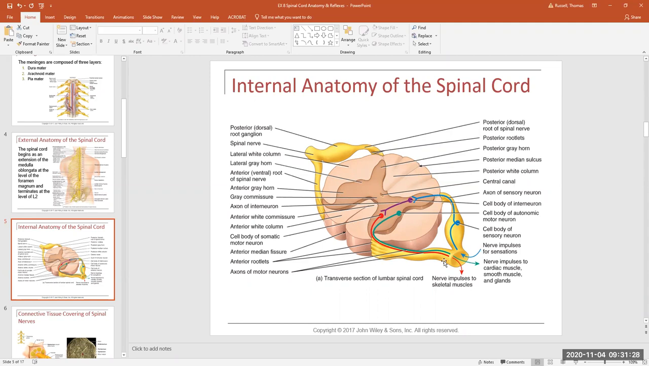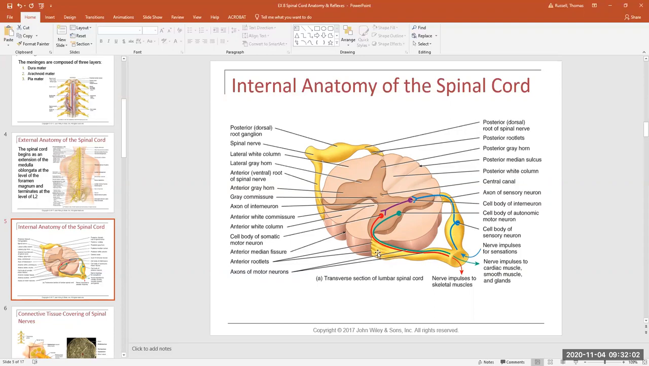Now notice these neurons that the artist of the picture drew in. Here's our spinal nerve right here. Spinal nerves always have two attachments to the spinal cord. There's what we call the posterior root of a spinal nerve here, also called the dorsal root. And then this is the anterior root of a spinal nerve. So this is the anterior root, and this is the dorsal or posterior root.